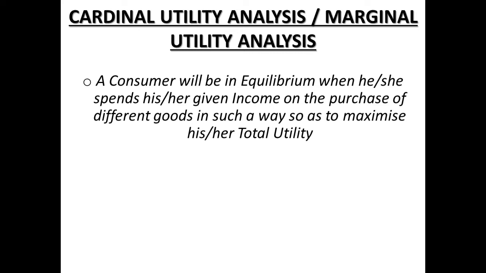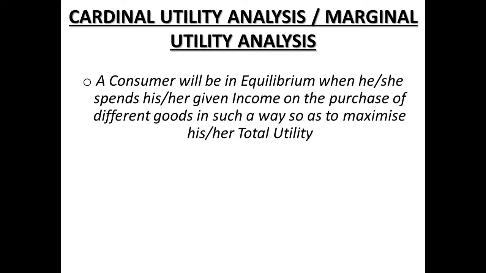So the statement says a consumer will be in equilibrium when she or he spends her given income on the purchase of different goods in such a way so as to maximize her total utility. So the answer to the question of how the consumer will allocate his income is given here: he will allocate his given income on different goods in such a way that they may maximize his total utility. The focus is on the increment of total utility.